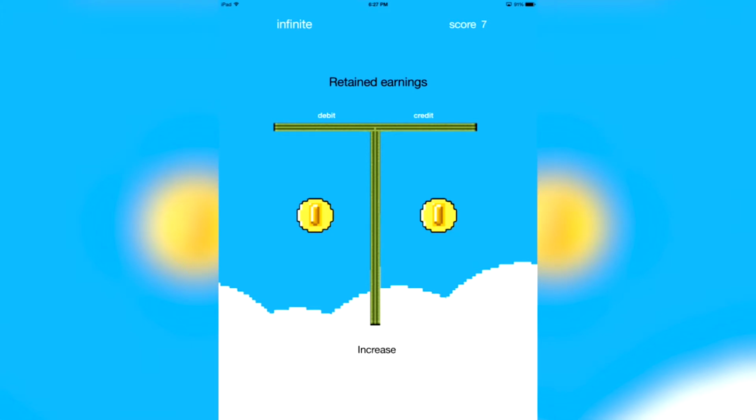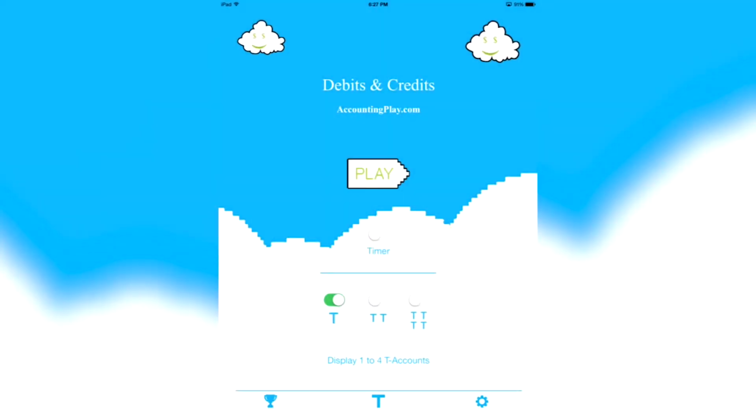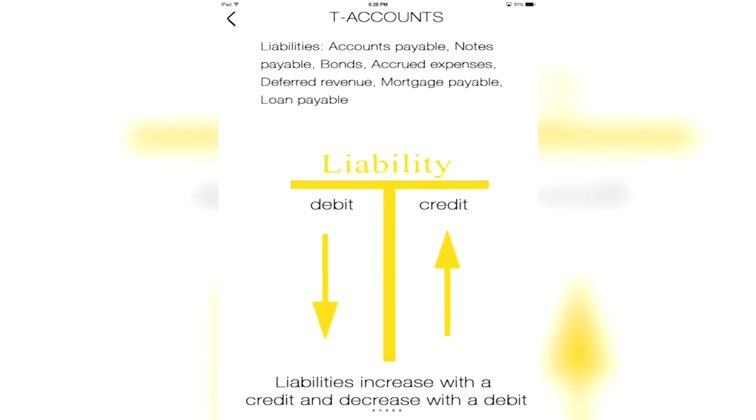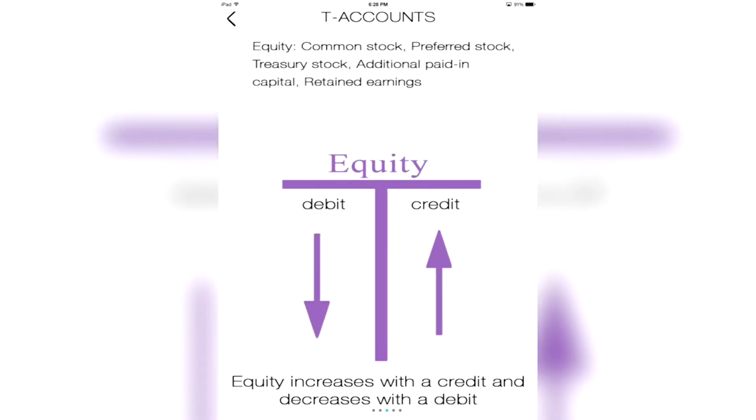Retained earnings is equity. Now, let's take a moment here. What if I'm looking at retained earnings and I have no idea what that is? Let me show you what I would do. Coming back to the app, I would tap the very top of my screen, exit out, and look in this Learn section. I'd be looking for retained earnings. It's not there. Wait, here we go. Equity: common stock, preferred stock, treasury stock, additional paid in capital, and retained earnings. So we know that equity increases with a credit and decreases with a debit.